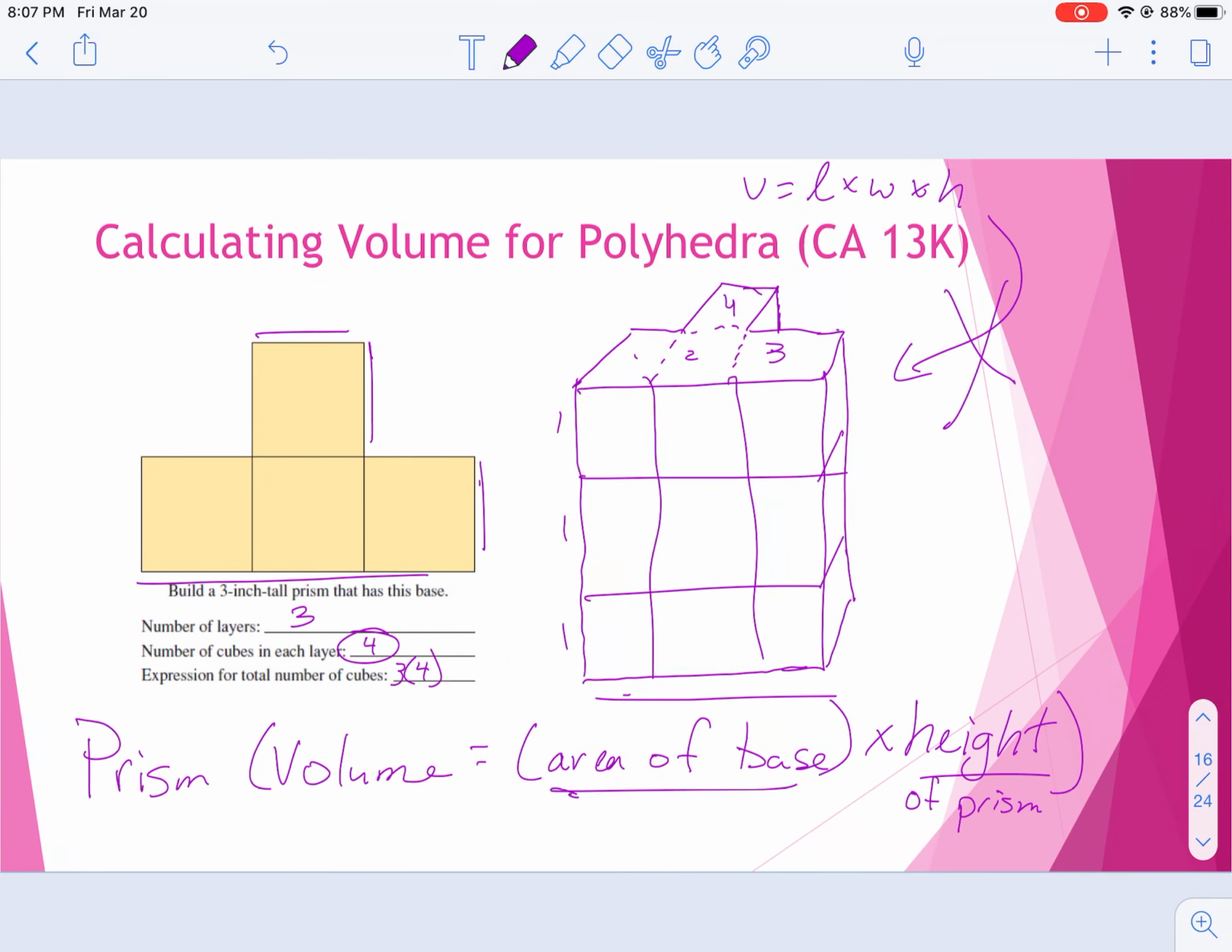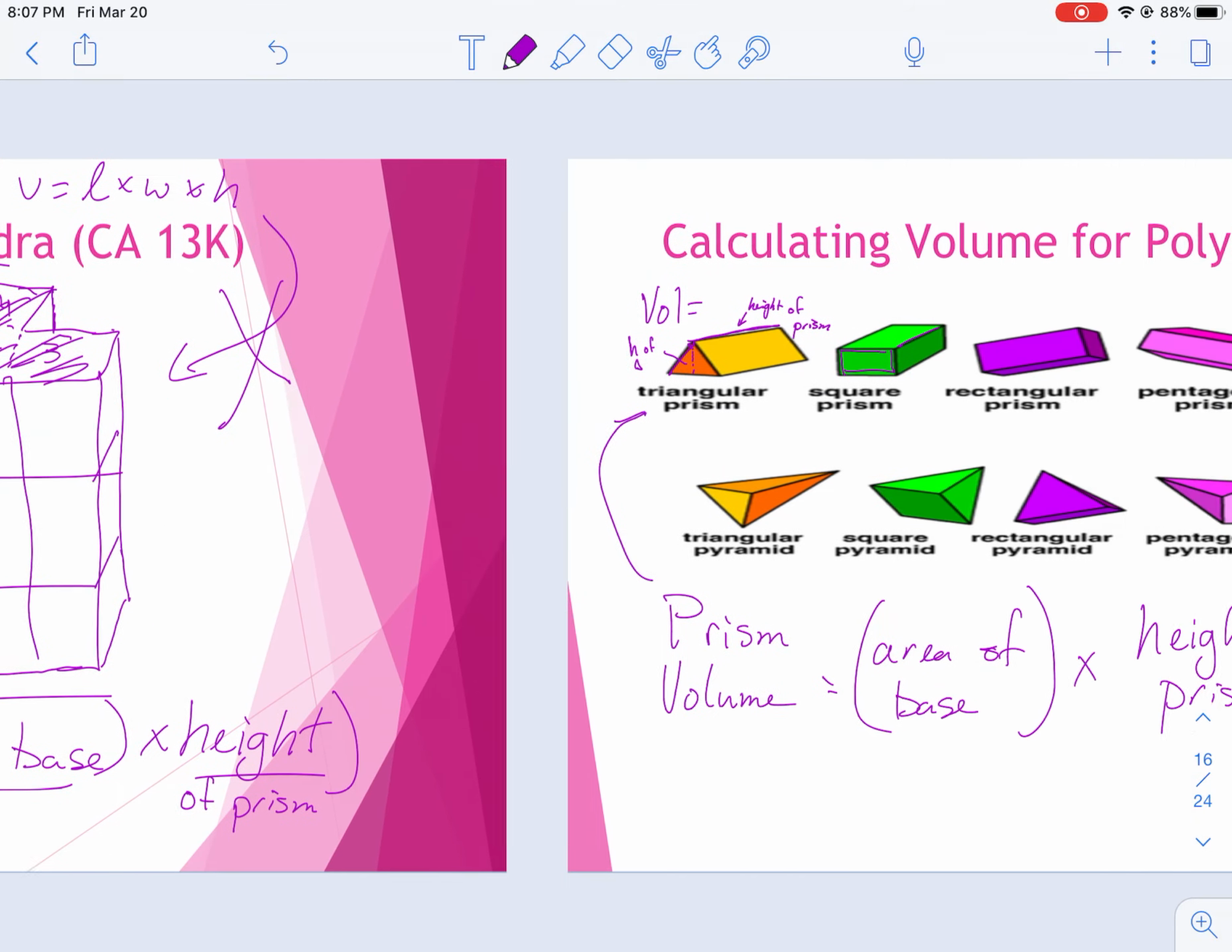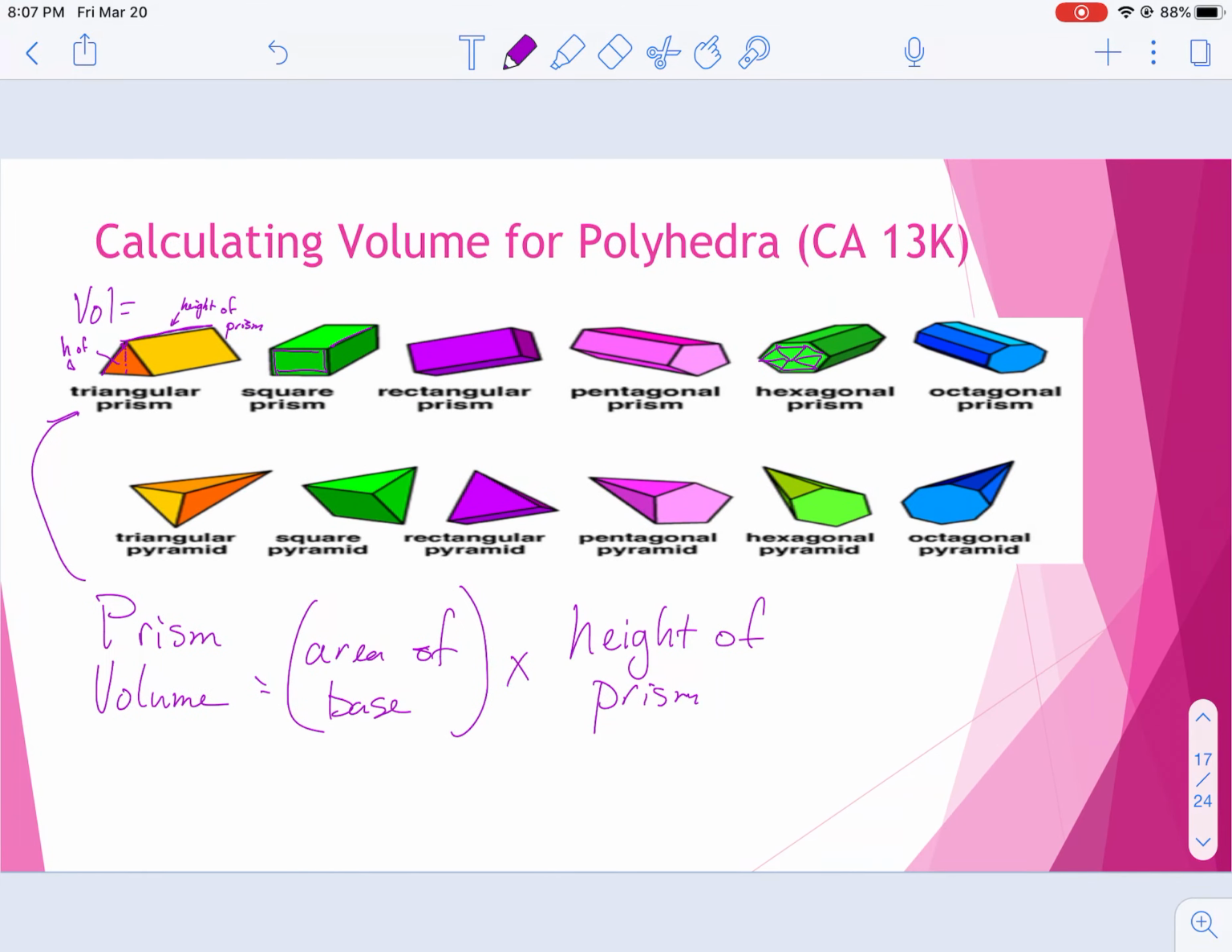And that is all for this video. So, quick review. To find the volume of polyhedra, we just need to find the area of the base and then multiply it by the height. And it works for all of these.